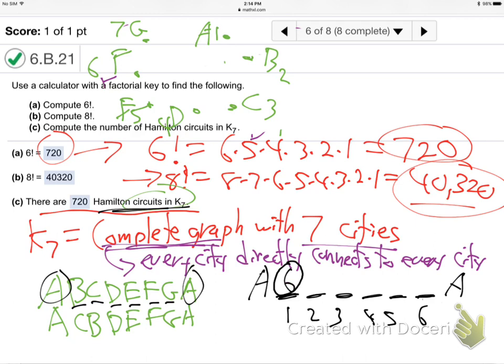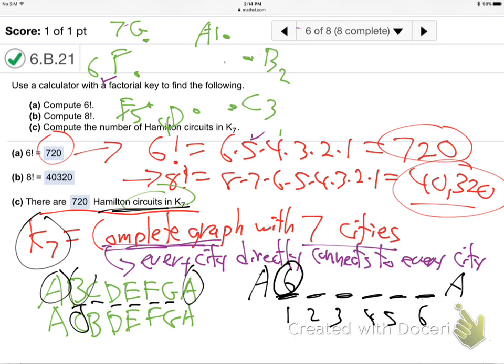Don't I have 6 choices? Right, because you're at city A. There's 7 total cities, right? 7 total cities. You're at city A. You have to make your first trip. I have 6 choices. Got to go to one of those other 6 cities. Okay? And, like I go to B next or C next or whatever.